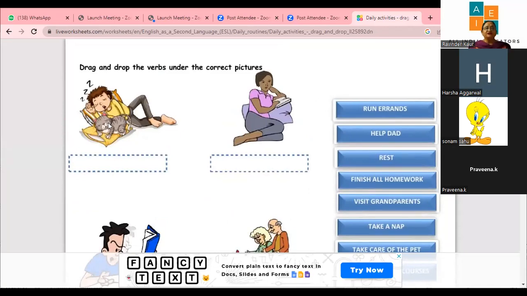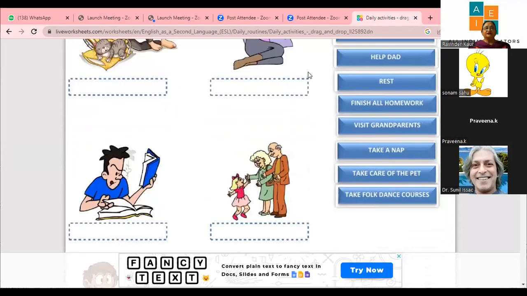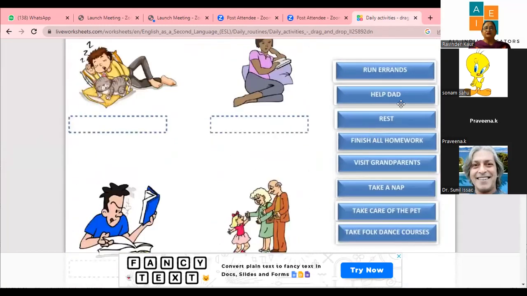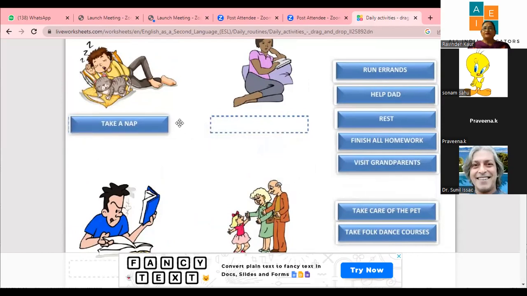Here we can see there are pictures. This is for very small children, and they enjoy doing it. You can get other slides also on the net. So this one is sleeping. So what can we say about this person? Can we say take care of the pet? No. Can we say help dad, finish all homework, visit grandparents, take a nap? So this is how I am dragging. I hope I am visible to everyone.